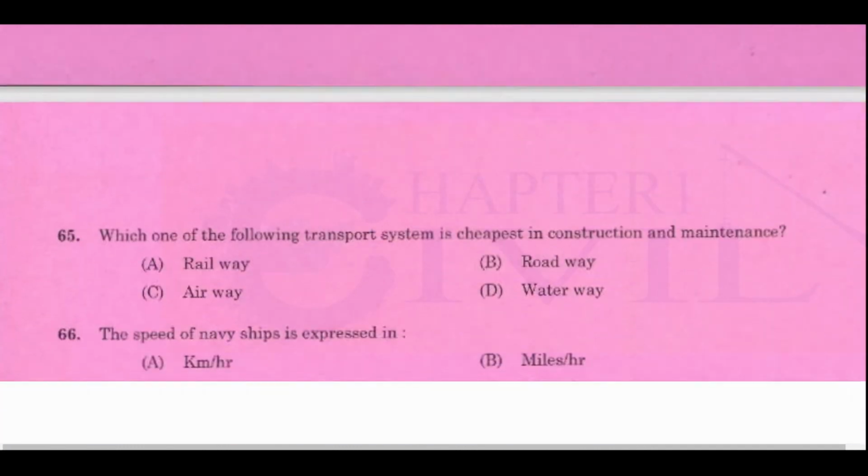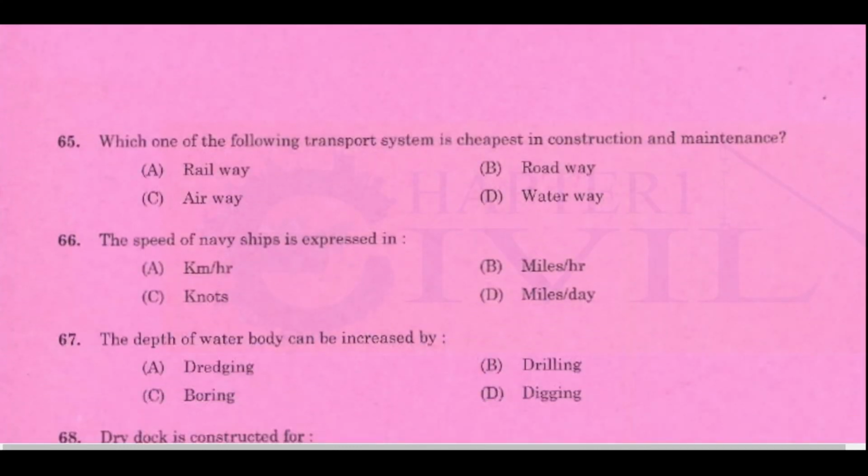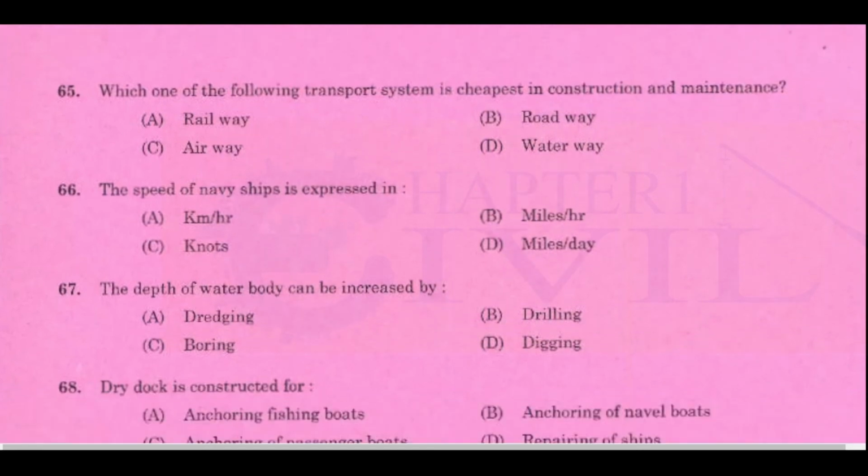Question number 65. Which one of the following transport system is cheapest in construction and maintenance? Railway, roadway, airway, waterway. Cheapest in construction and maintenance, it is roadway.